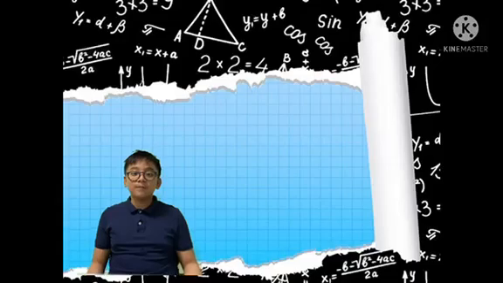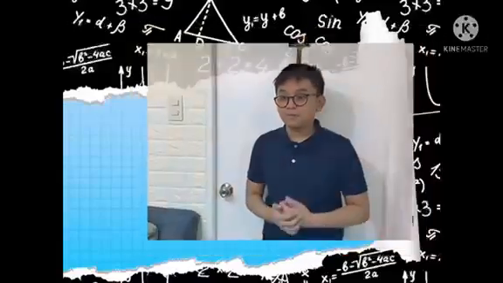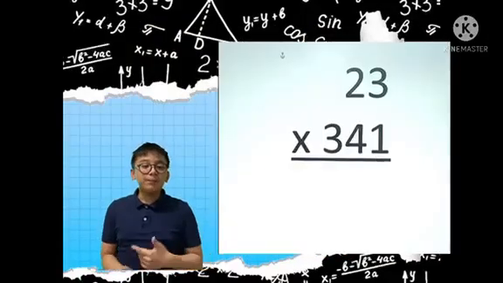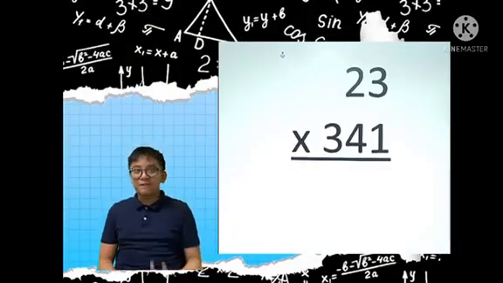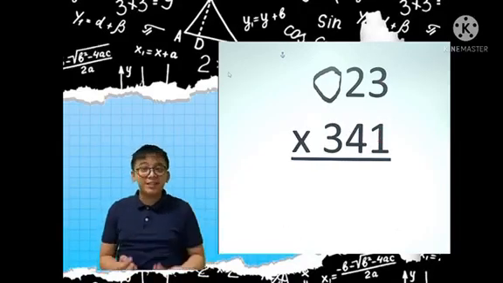Any questions? So, what if we have a 2-digit by 3-digit number? Well, let me show you an example. Okay, so you multiply 23 times 341. A little trick is we put a 0 here. So we now have a 3-digit by 3-digit number.